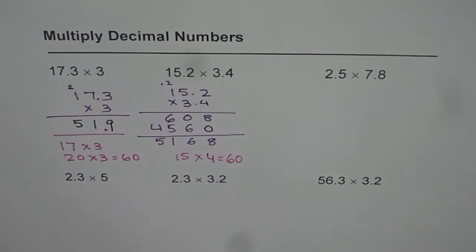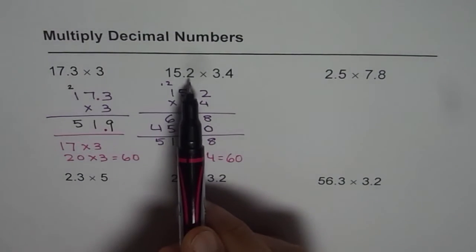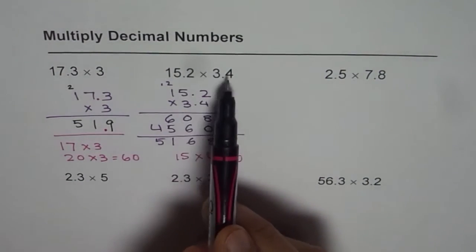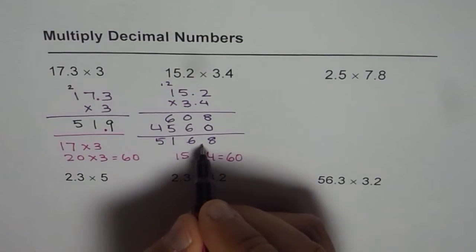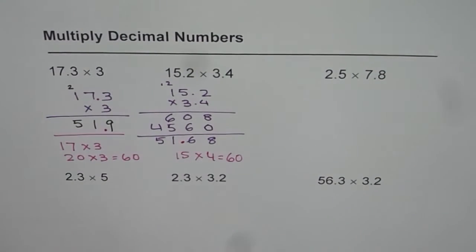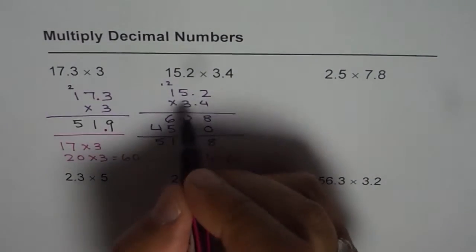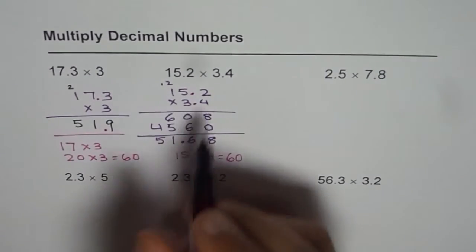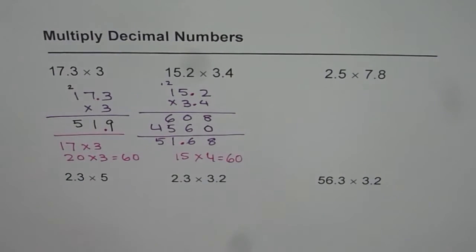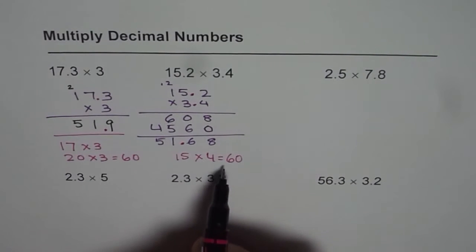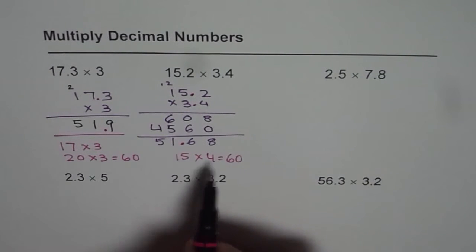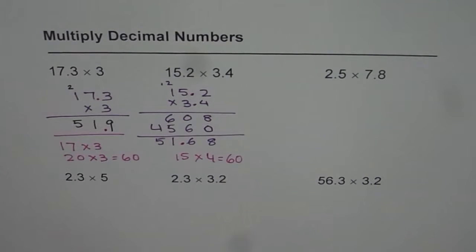Now the question of decimal comes. How many numbers are there after decimal? 1 and 1, 2. So put decimal 1 and 1, 2. So 51.68 is our answer. Do you see that? Actually, this is the time when you should put these decimals also. It helps you to count. Now 51.68 is much lower than 60. That is the right estimate. Is that okay? That's how you should do it.